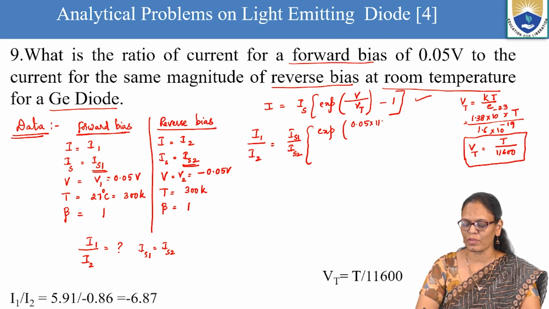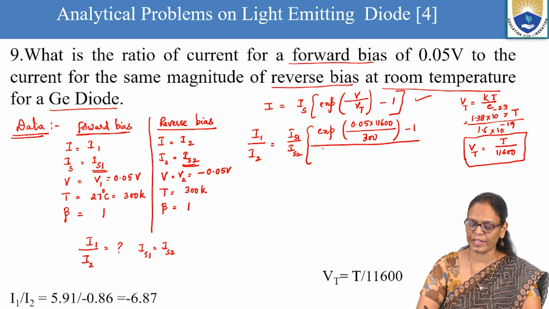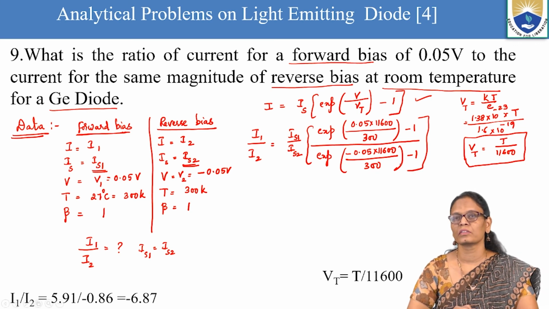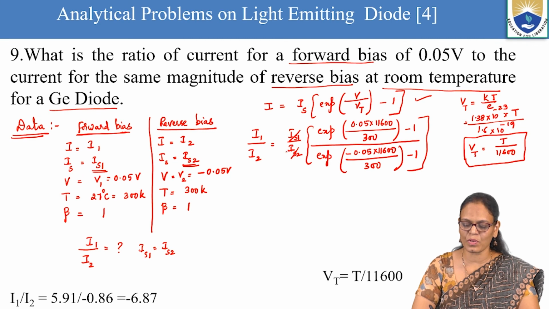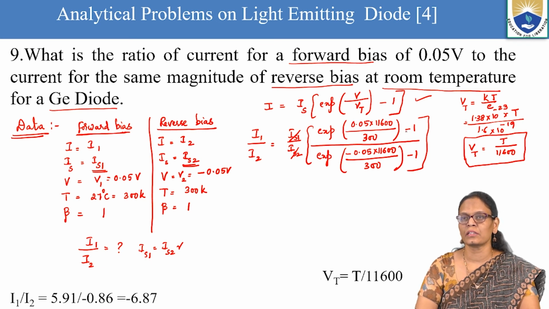So I'll write it as exponential 0.05 into 11600 upon T, that is 300, minus 1, divided by exponential minus 0.05 into 11600 upon 300 minus 1. So here IS1 and IS2 are equal, I said. They get cancelled. So we will find the exponential value and minus 1.